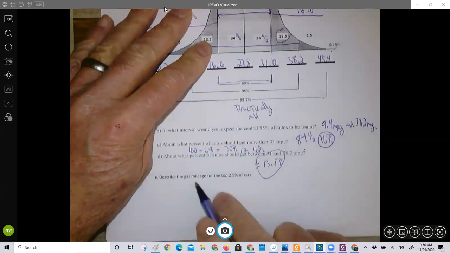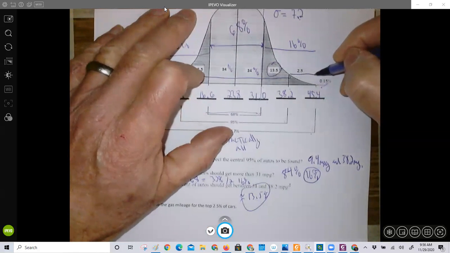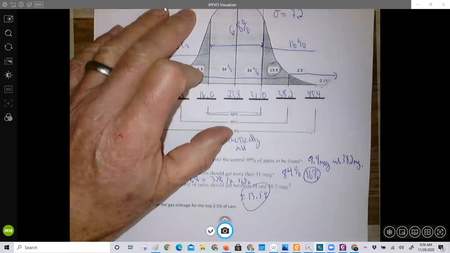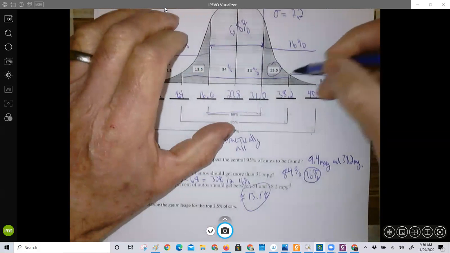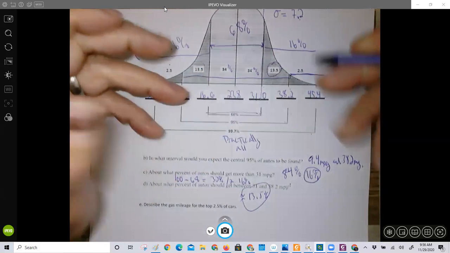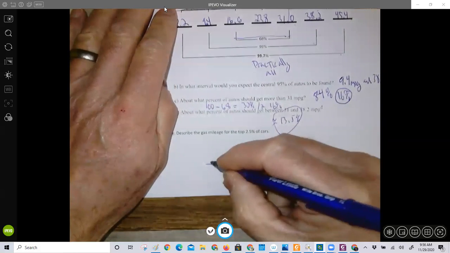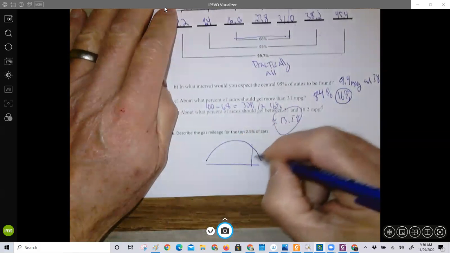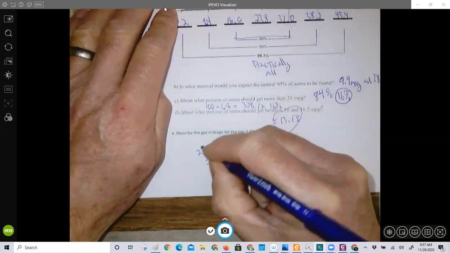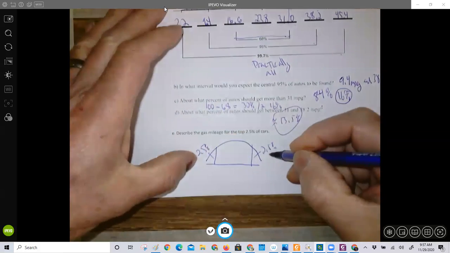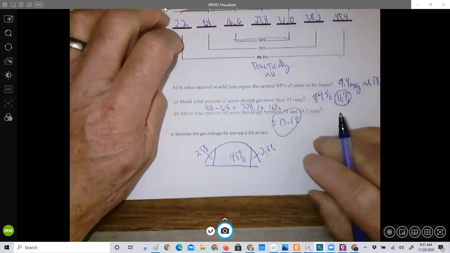Then they want me to describe the mileage for the top 2.5% of cars. Is this where I went astray? I bet. So the top 2.5%, well, let's talk about it besides my numbers. If I know there's 2.5% here, I know this is symmetric, so there's going to be 2.5% here. That means if I add those, don't I get 5%? So that's 95% in the middle.